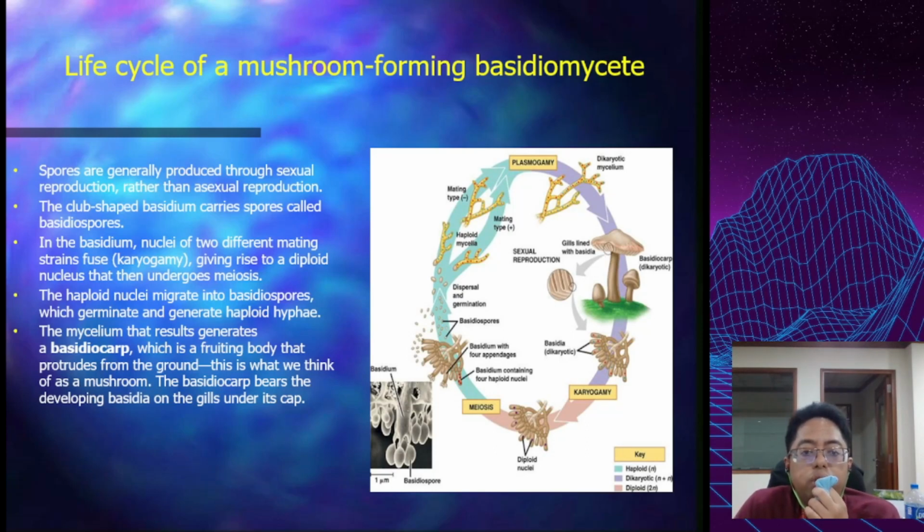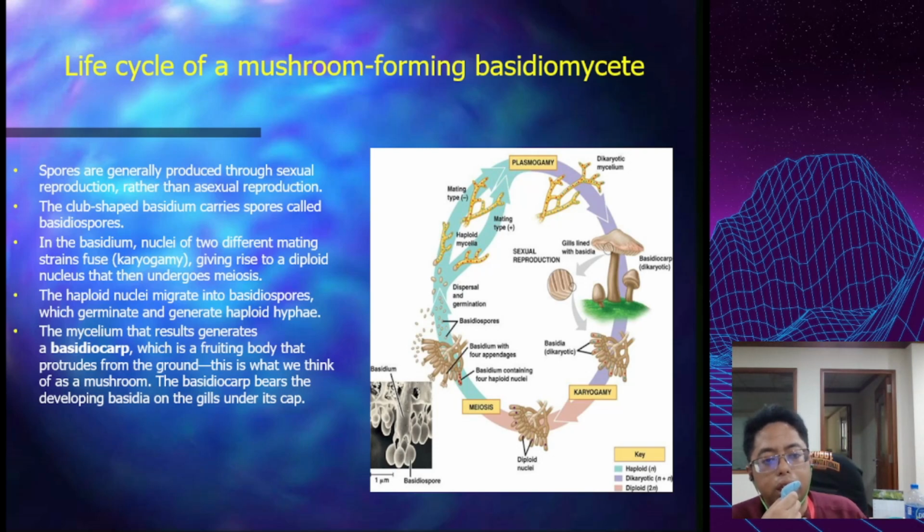For the life cycle of a mushroom-forming basidiomycete, it is created by sexual rather than asexual reproduction. This club-shaped basidium carries spores called basidiospores. Within the basidium, there are two nuclei of two different mating strains. They fuse together to form a diploid nucleus, which then undergoes meiosis. The haploid nuclei will migrate into basidiospores, which germinate and generate haploid hyphae. The mycelium that results generates a basidiocarp, which is a fruiting body that emerges from the ground. So this is what we call the mushroom. This basidiocarp has developing basidia under the cap.